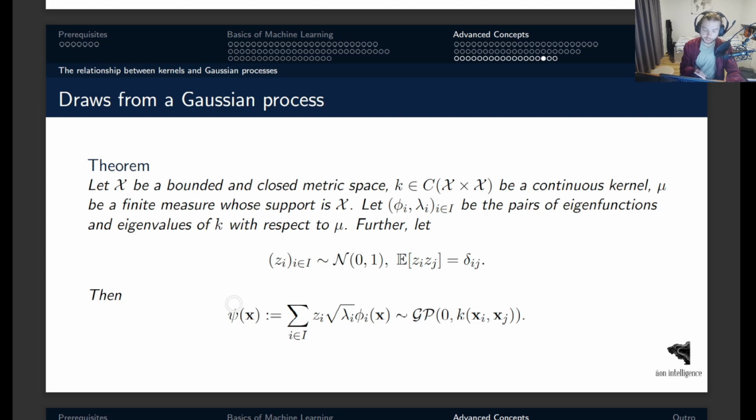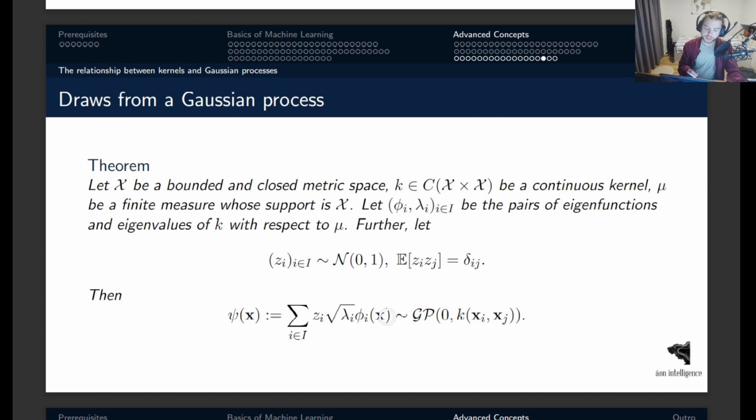And with all that setup, we have that functions of the following form are draws from a Gaussian process, which is zero-centered. It's the sum over indices of this product. So these first coefficients are the draws from the standard normal Gaussian density. We multiply this with the square root of the eigenvalue associated with an eigenfunction phi I, and multiply this coefficient with that eigenfunction phi I. And again, this is a draw from a Gaussian process that is zero-centered, and its covariance is parameterized by this kernel function.